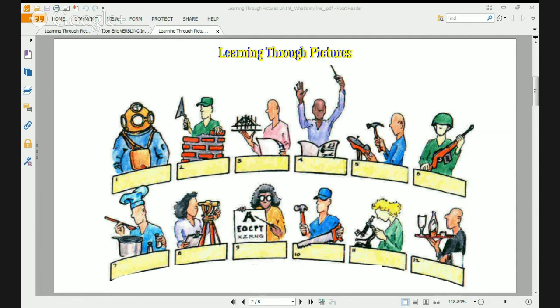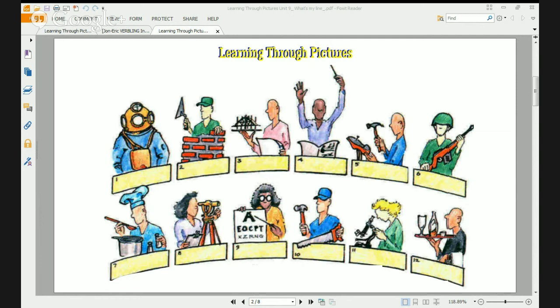To the left. Carpenter. The carpenter is to the left of the optician. Who's left? On my screen, it's not a carpenter. On my screen, it's a surveyor to the left of the optician.